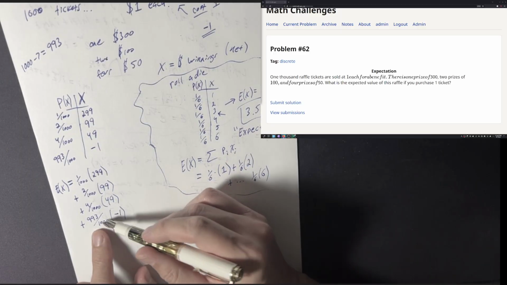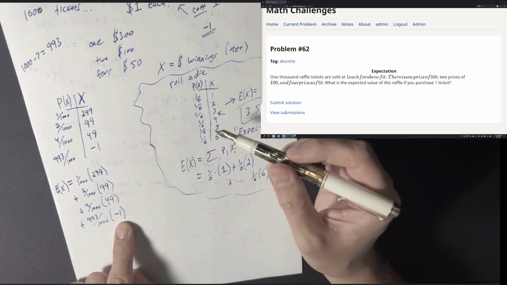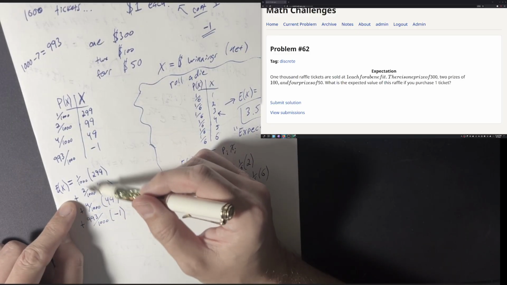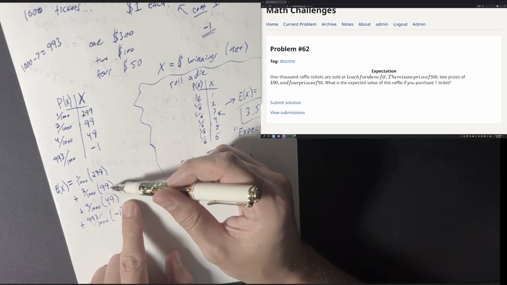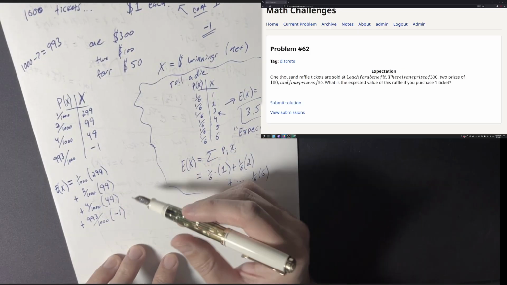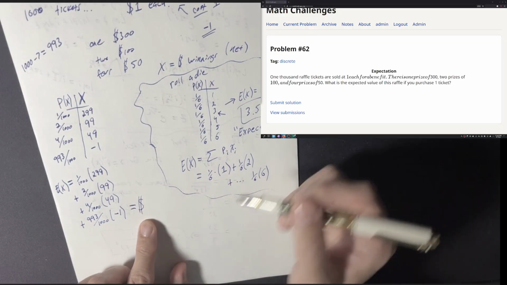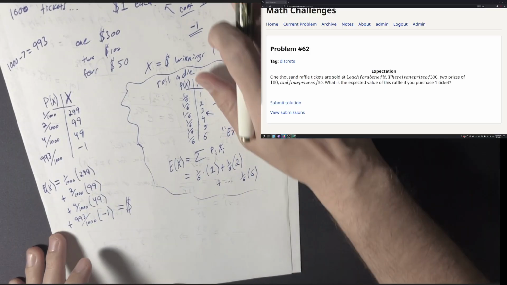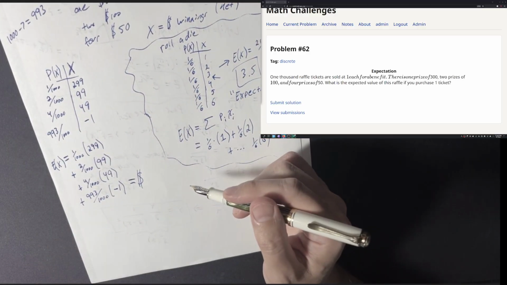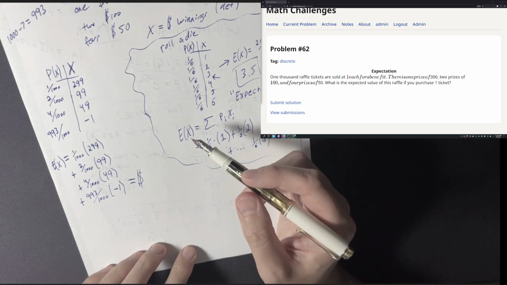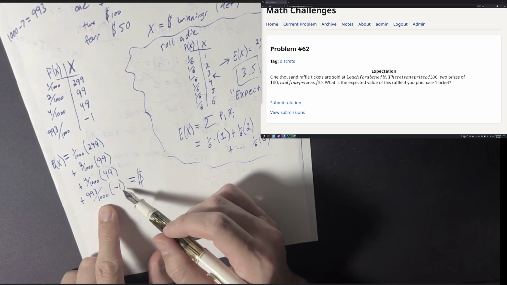So the majority of the time when you buy a ticket, you just lose the dollar. But some tiny fraction of the time, you get one of these outcomes, which I guess is good. So you can grab a calculator, crunch that number, you get some dollar amount, and that's our answer. But I'm feeling kind of lazy. I don't think I want to do that right now, because I just don't want to deal with this number.